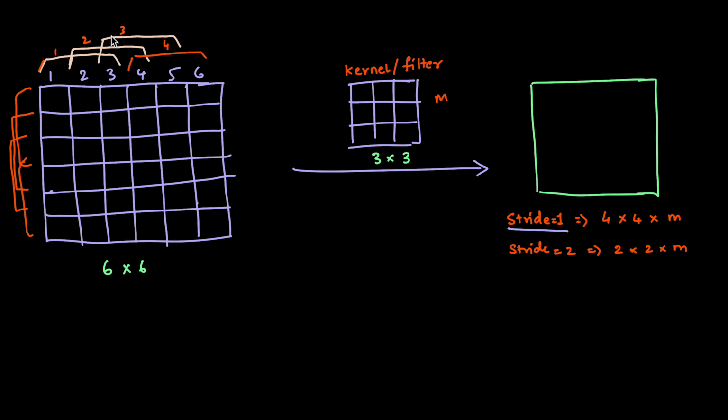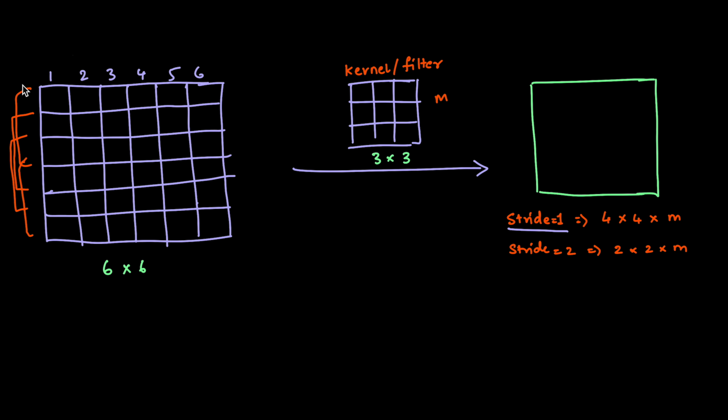And similarly, when stride equals 2, the same operation will happen, but instead of moving by 1 column or 1 row, we'll be moving by 2 columns or 2 rows. So in that case, first we'll cover columns 1, 2, 3, and then we'll start from the third column. So 3, 4, 5 will get covered, and after that we need to start from the fifth column. But if you start from 5, you will not be able to cover 3 columns, that is 5, 6, and 7, because the 7th column is not present.